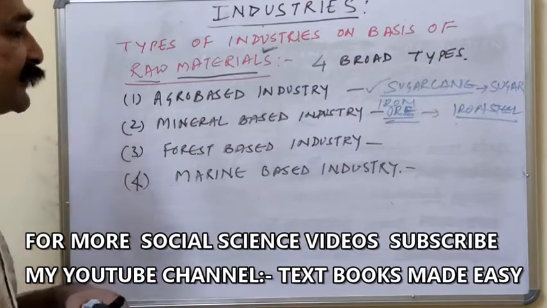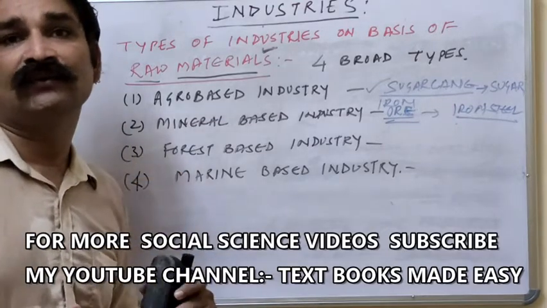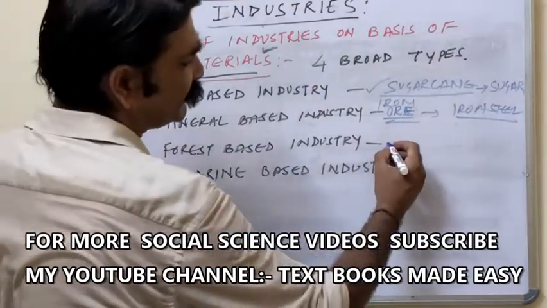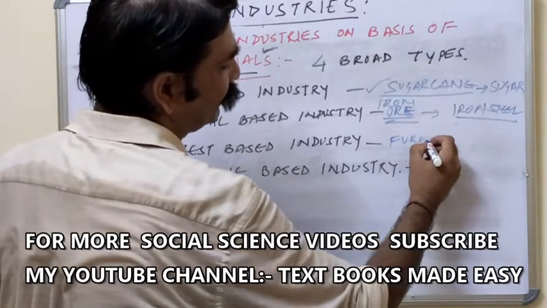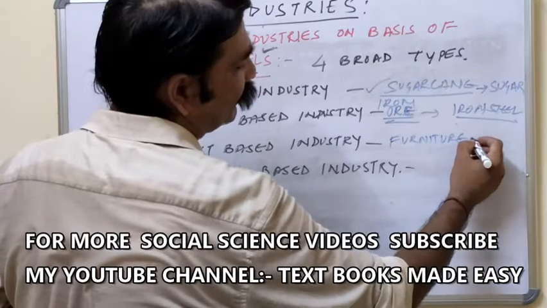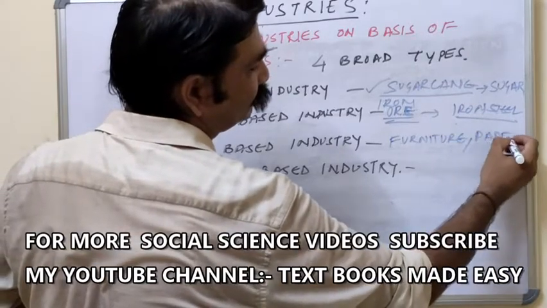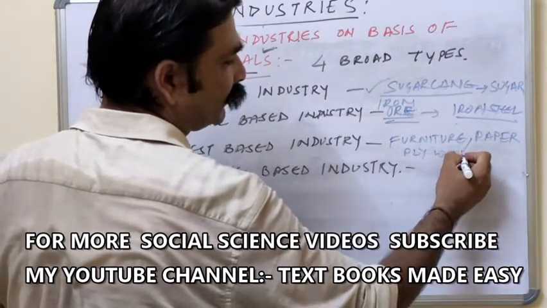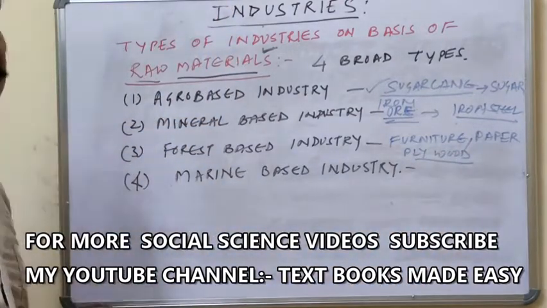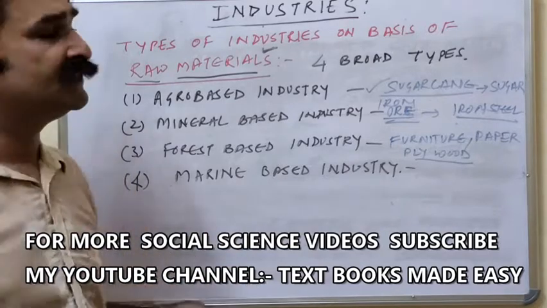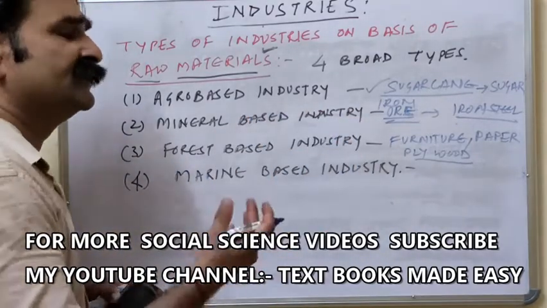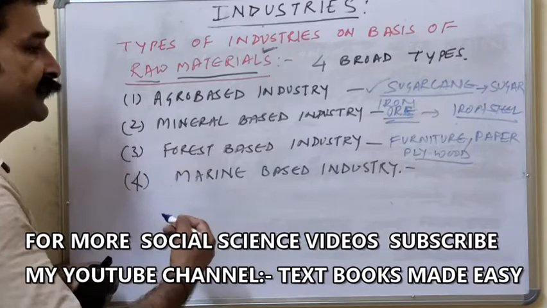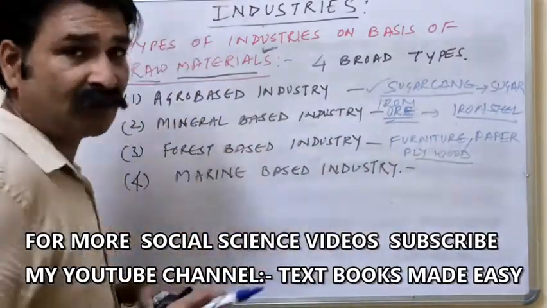Next is forest based industry. Forest based industries are those industries which use products of the forest. For example, furniture, paper, plywood. All these industries use the products from the forest. These products may be trees, bamboo, grasses. And this industry is completely dependent on the forest.